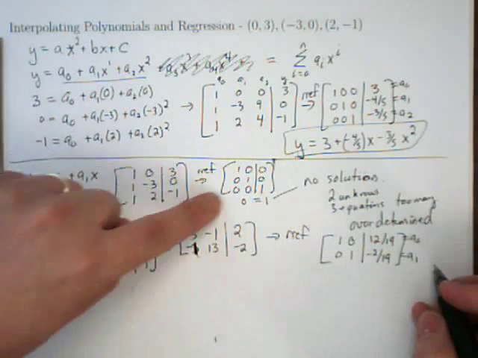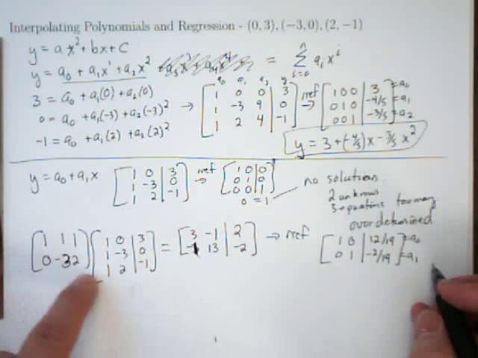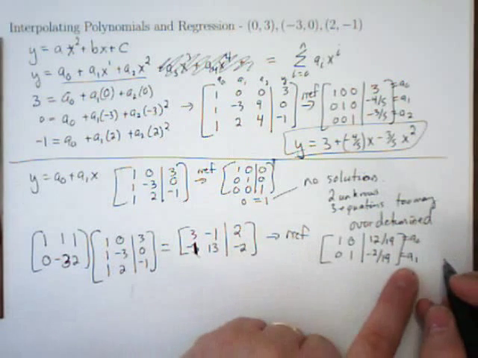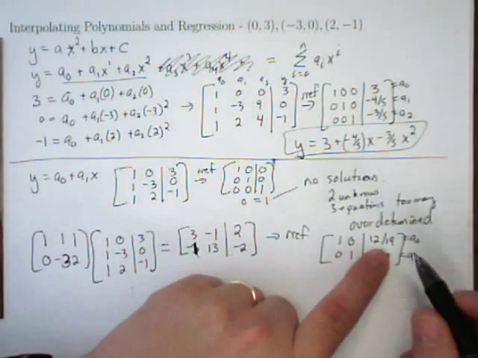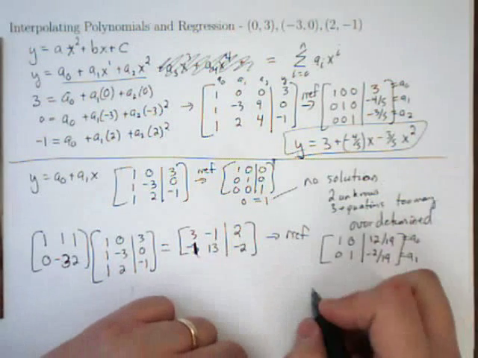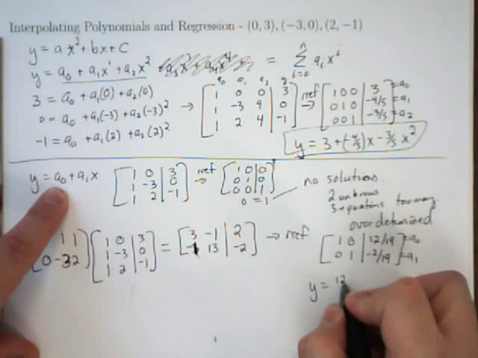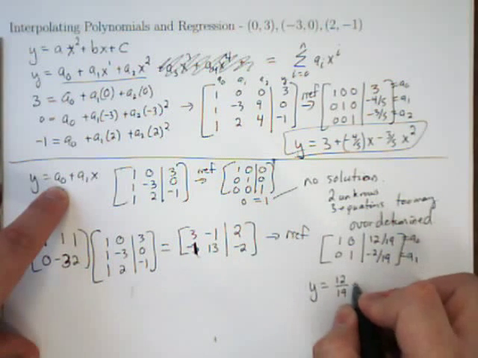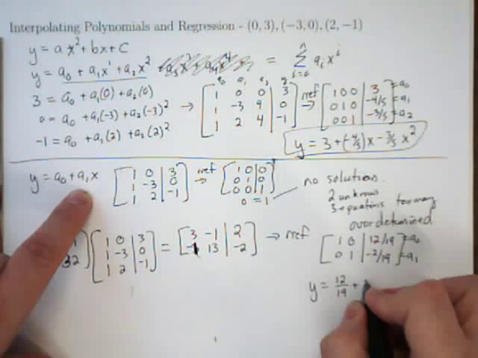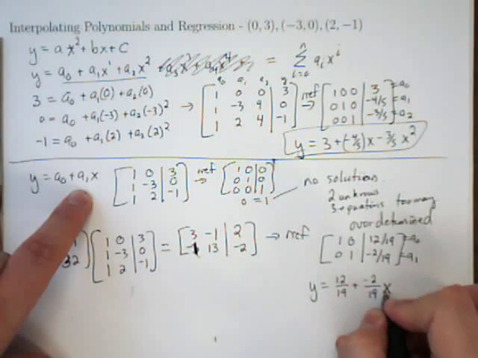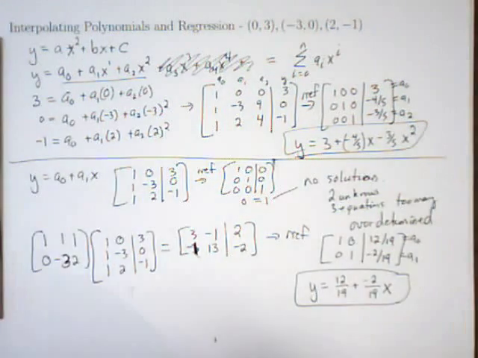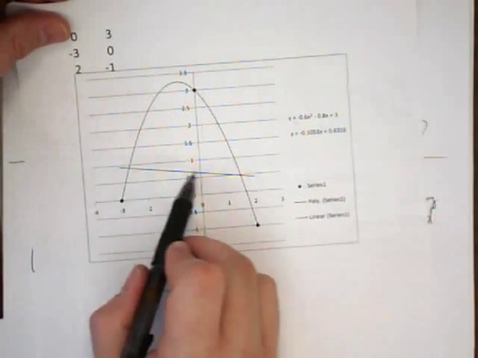We took a system with no solution, multiplied by the transpose, reduced, and then obtained a solution. This 12 19ths is our A0. So our function, our line, is y equals A0, which is 12 19ths, plus A1, which is minus 2 19ths, x. That is precisely the equation of this line we obtained in the picture.